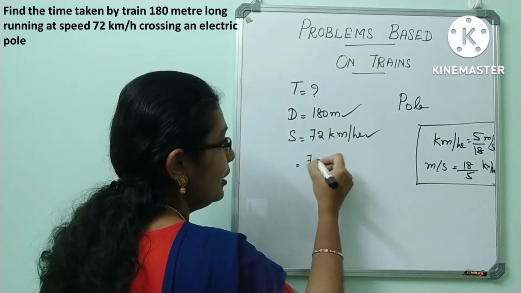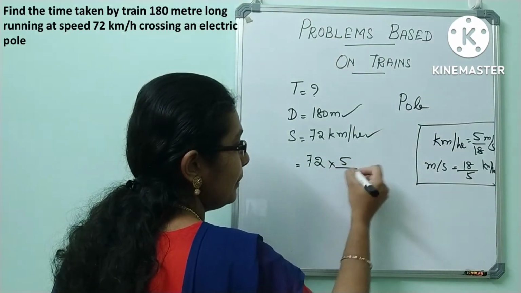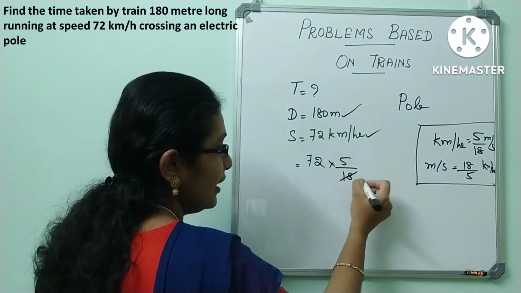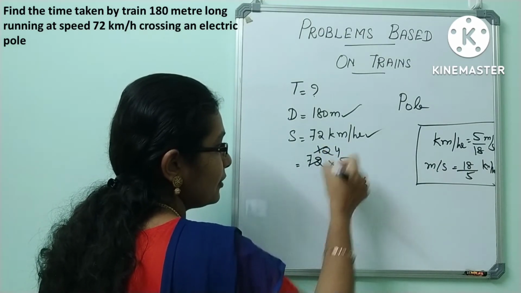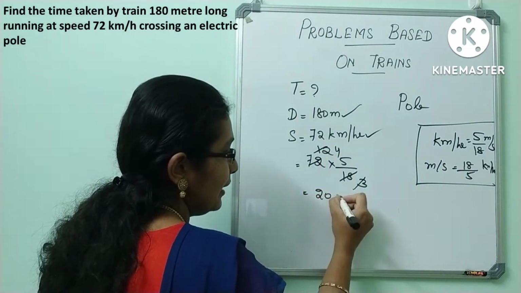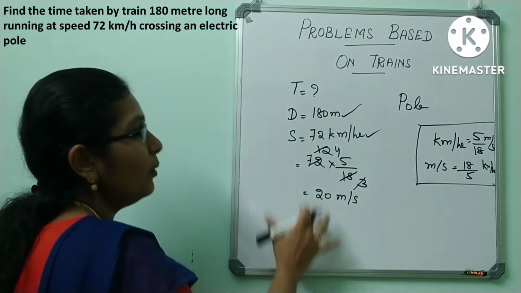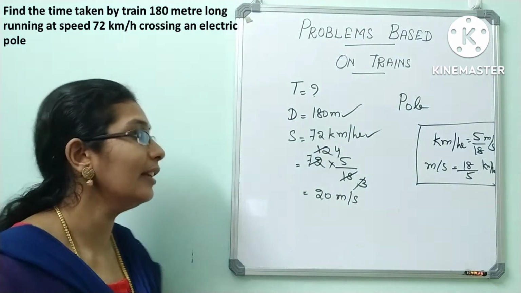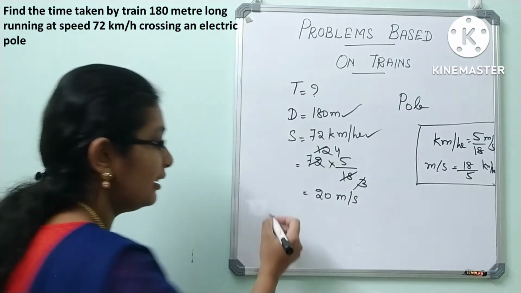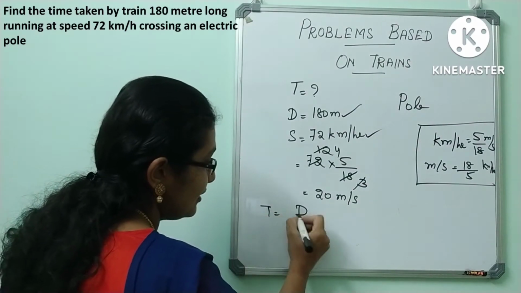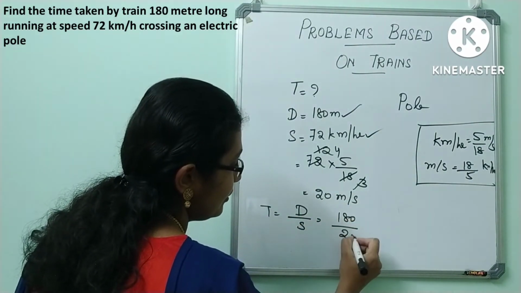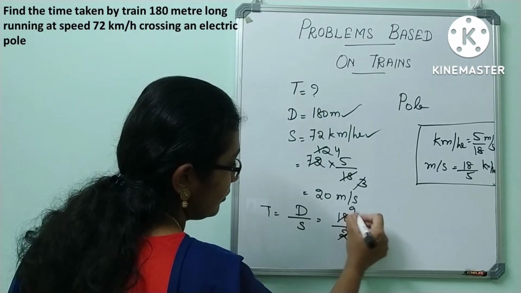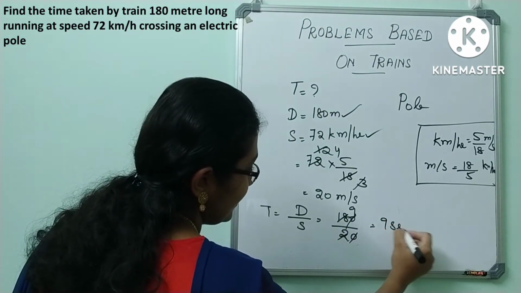How will we convert? 72 into 5 by 18. 6 3s are 18, 6 1s are 6, 6 2s are 12, 3 4s are 12. So 20 meter per second. Now both are in the same units, correct? Now you can easily find the time. Time is equal to distance by speed. So distance is 180 by speed 20, which is equal to 9 seconds.